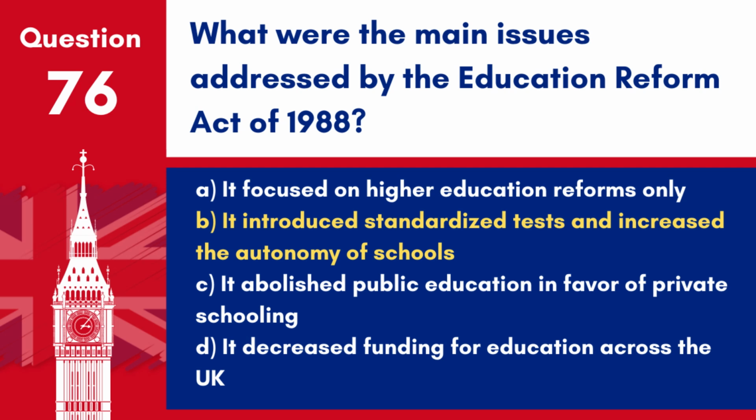The Education Reform Act of 1988 was a major reform of the British educational system, introducing measures such as standardized national curriculum assessments, SATs, and granting more autonomy to schools in terms of management and control over their budgets.